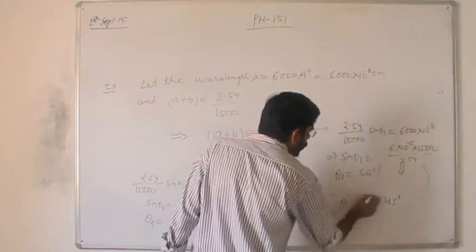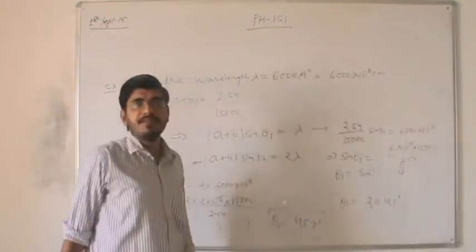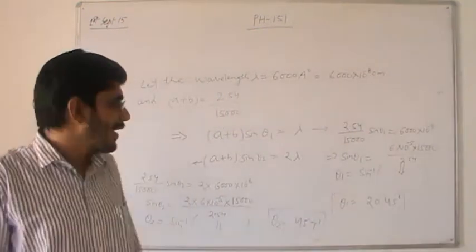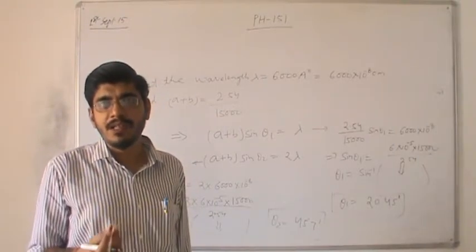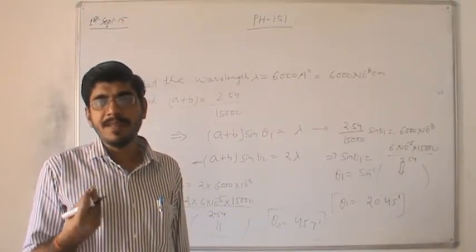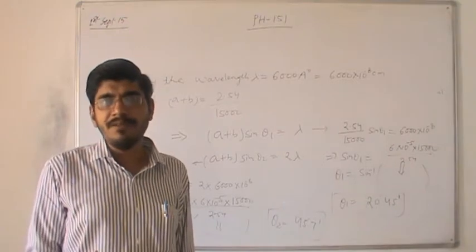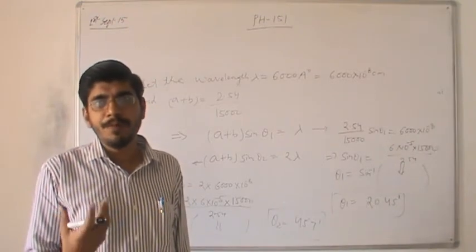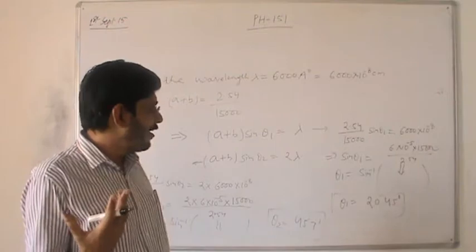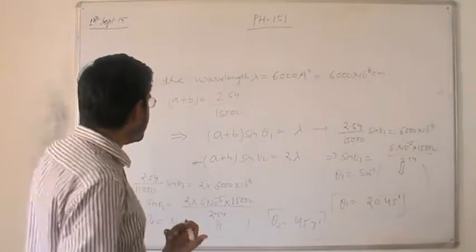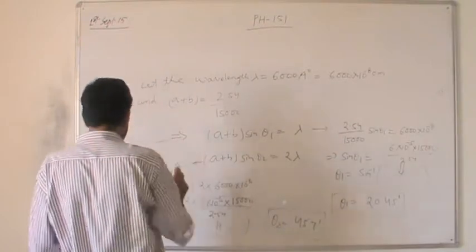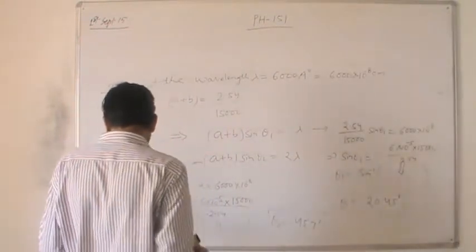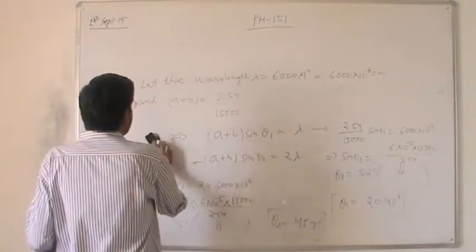These are the two angles, theta 1 and theta 2. By using these two equations, we can calculate the values of theta 1 and theta 2. Sometimes, if the value of the angle is given, you can find the value of the wavelength. So these two formulas are important. Right, I have one more problem.